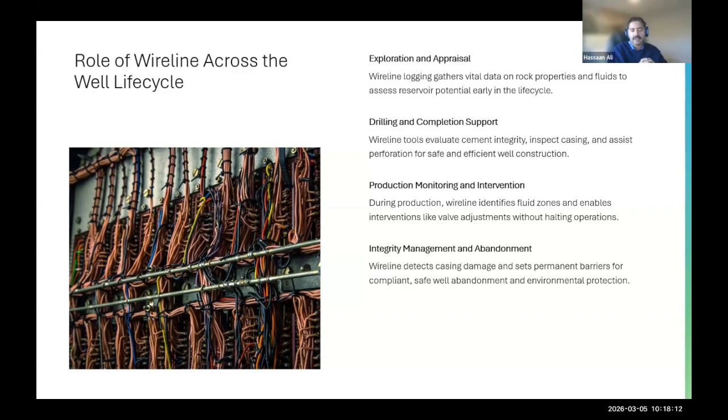And then at the very last, integrity measurements and abandonment. Once you are done with producing, the well has gone into a phase where it is not economical to produce. Wireline makes sure that it detects any casing damages. It sets plugs, which are permanent barriers, for compliance, safe well abandonment and environmental protection.